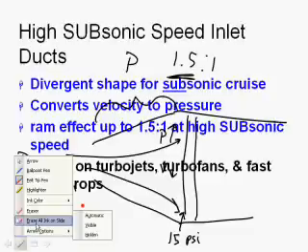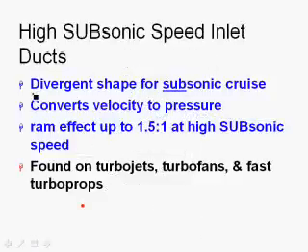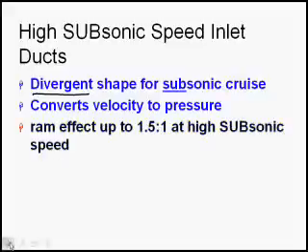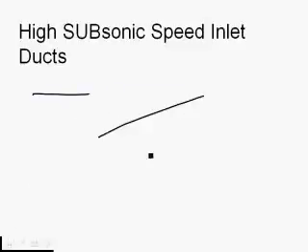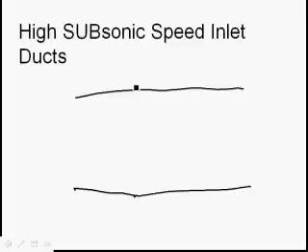And we're going to find divergent ducts on turbojets, turbofans, and turboprops that go really fast. But I have to tell you that I've been exaggerating this divergent duct here. It's not really this diverging. In fact, if you looked into the intake of a jet engine, you would barely be able to tell. Here's the engine case, it's going to come in just a little bit, and then get straight. So this divergence is not very much. It's going to be really hard to see it, but it is going to be there.